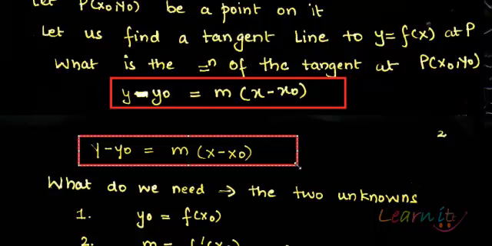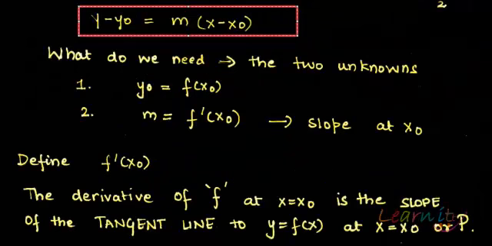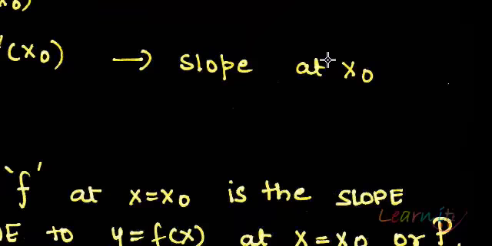There are two unknowns as you can see out here. And what are they? y0; we do not know y0. y0 is a function of x0, so y0 equals f(x0) is something that we should be finding. And the second unknown is m, the slope. We do not know the slope. So the slope at x0 is an unknown to us, and we need to know the slope to get our equation.